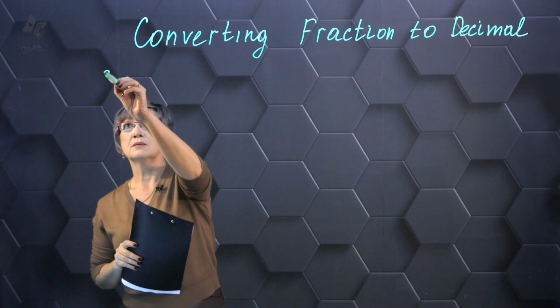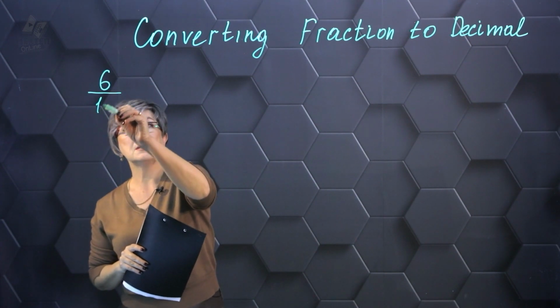So, a fractional number is 6/10. We need to write this fractional number as a decimal fraction. Why is this done? The point is that arithmetic operations involving decimal fractions are much easier to perform than with ordinary fractions. Therefore, we need to learn how to convert a fractional number into a decimal fraction. So how do we do this?